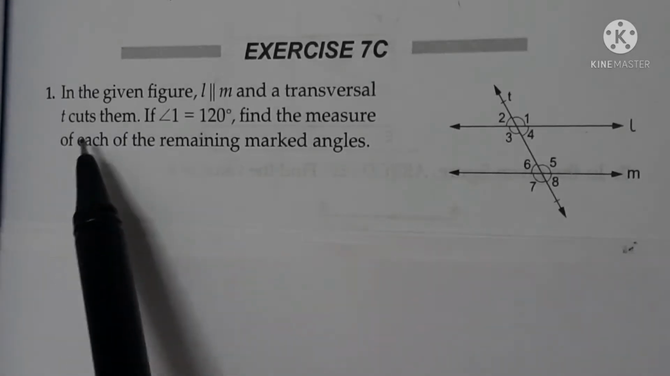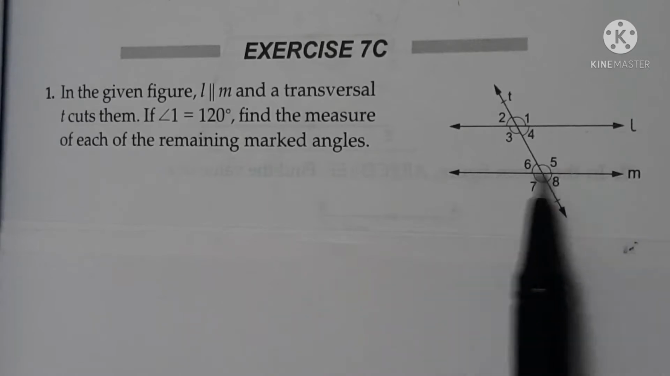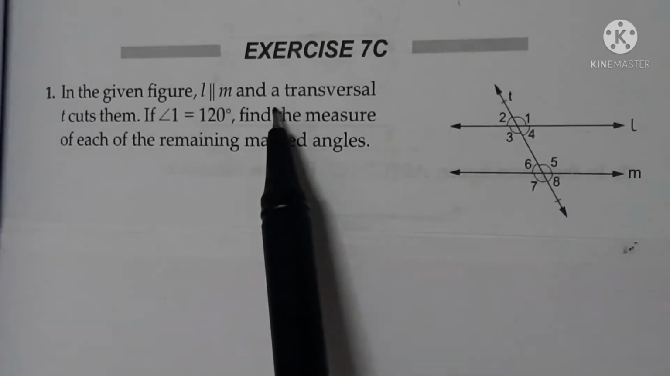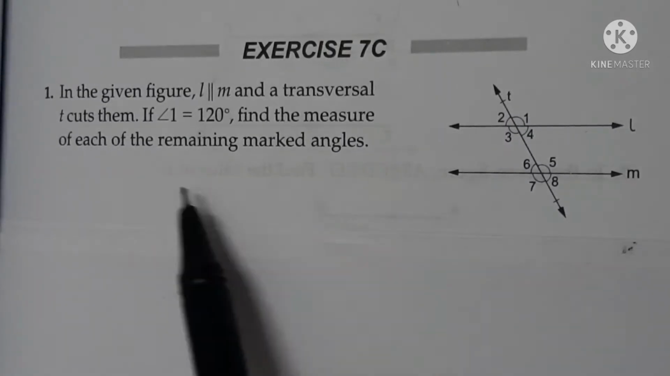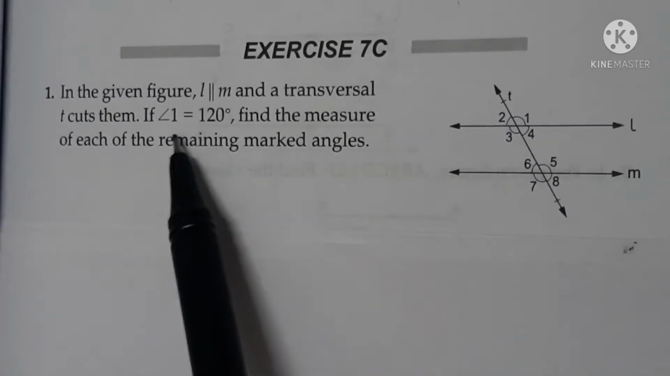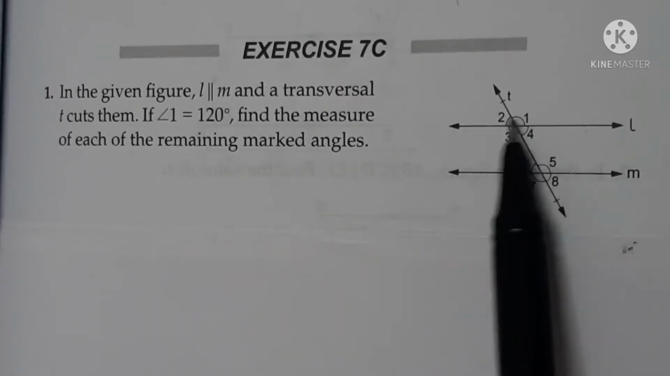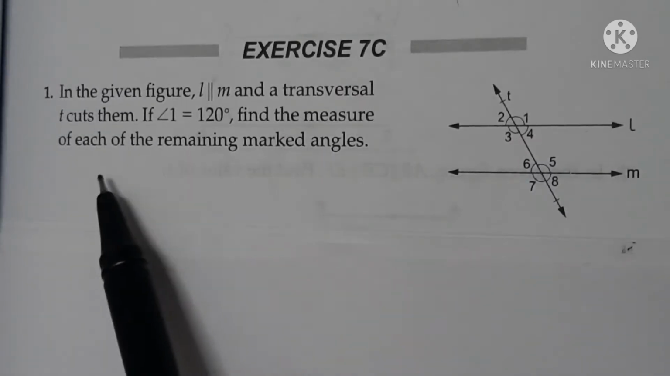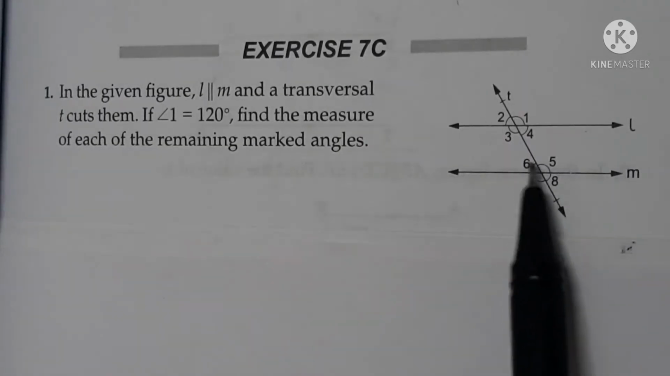Now read the question. In the given figure, L is parallel to M. This is L, this is M, and a transversal T cuts them. This is the transversal. If angle 1 is equal to 120 degrees, this is angle 1 and 120 degrees, find the measure of each of the remaining marked angles. You have to find the other angles.